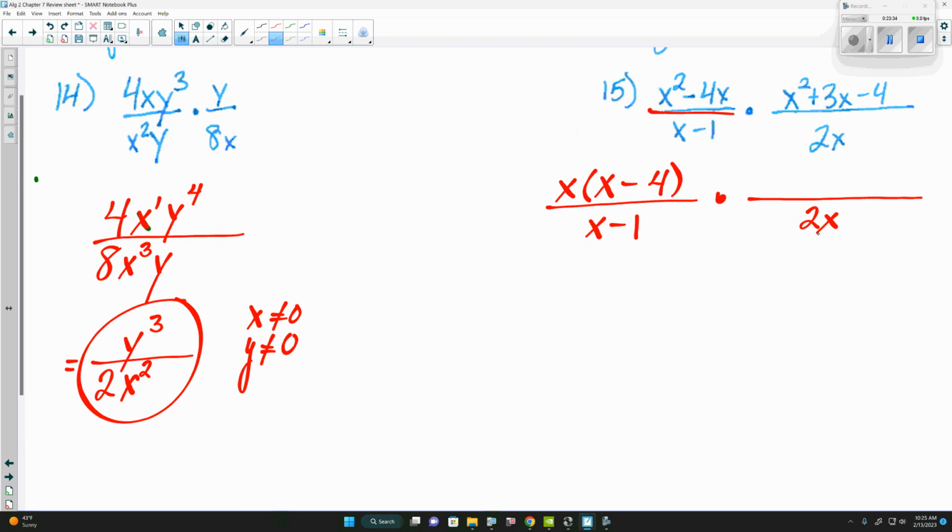Now there is one more thing that we do need to simplify, which is the x squared plus 3x minus 4. Now there's not a greatest common factor. Kind of the giveaway is one, that x squared, there's not a number in front of it, and two, all three terms don't have a variable. So there's no greatest common factor. But we can factor it.